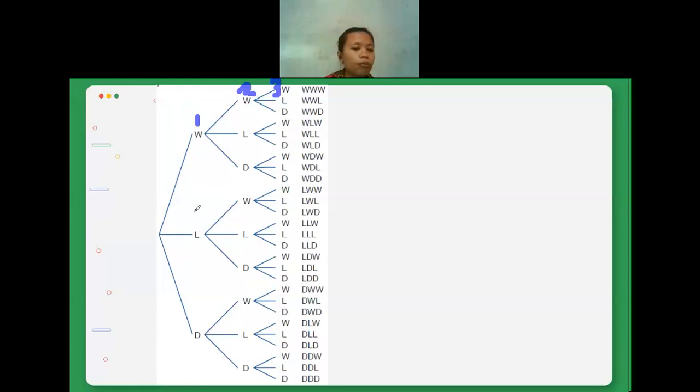Now that we have made the tree diagram, because there is win, lose, and draw, whenever we make another branch, we will have to write WLD and then open another branch WLD and so on.